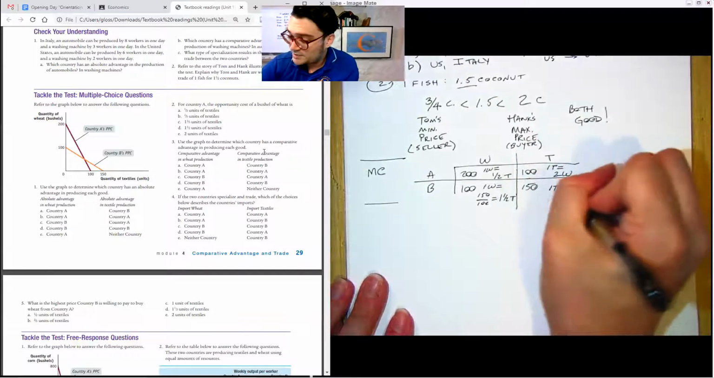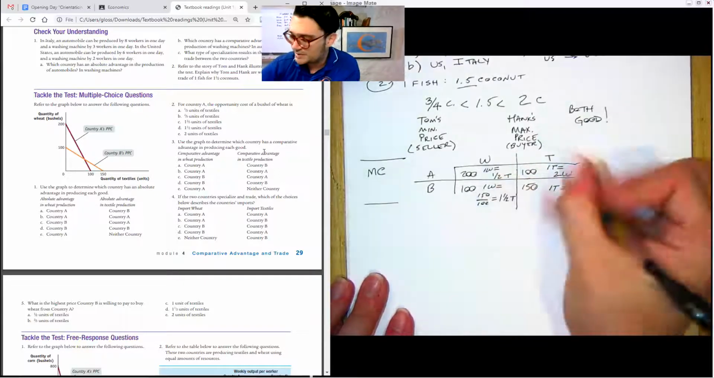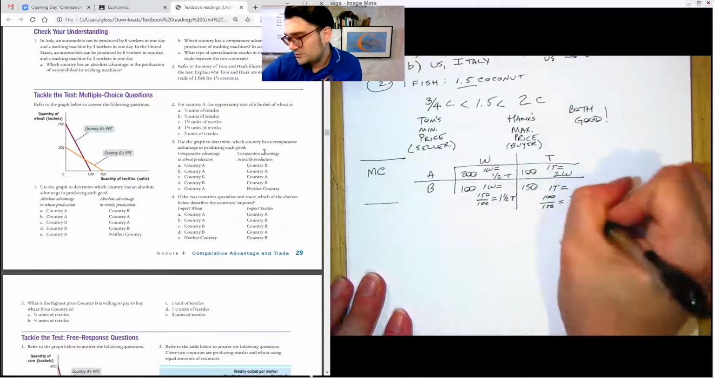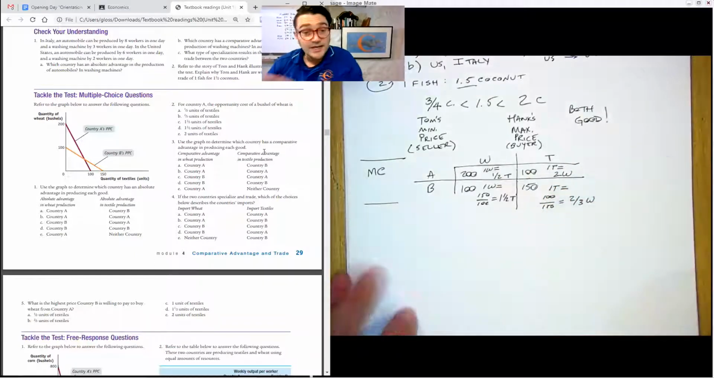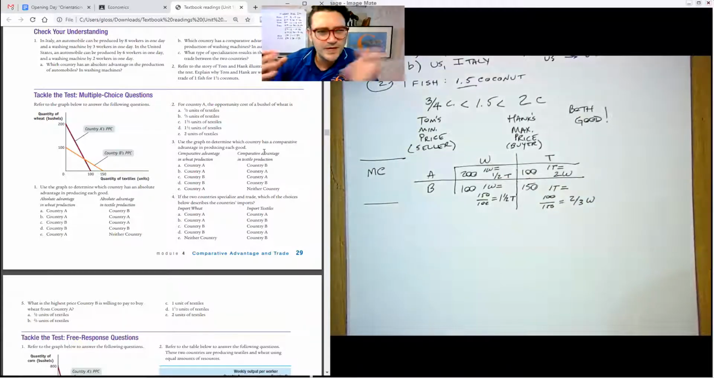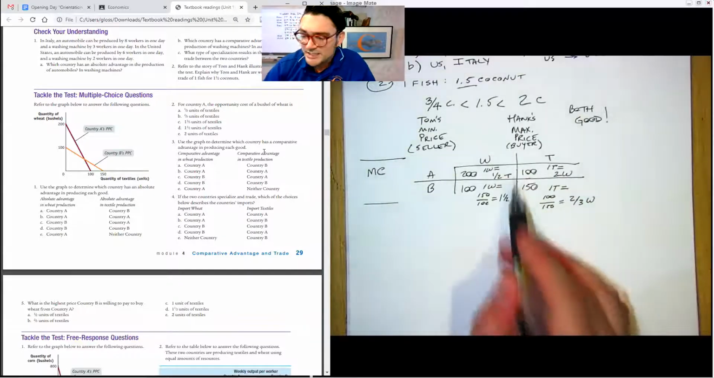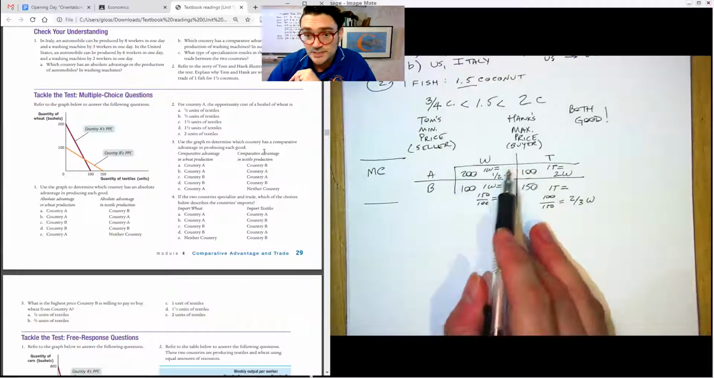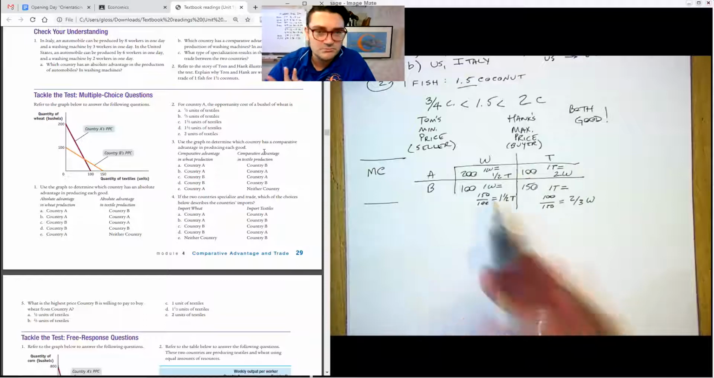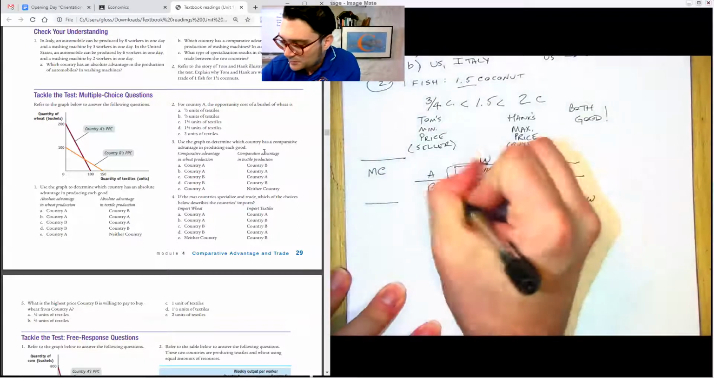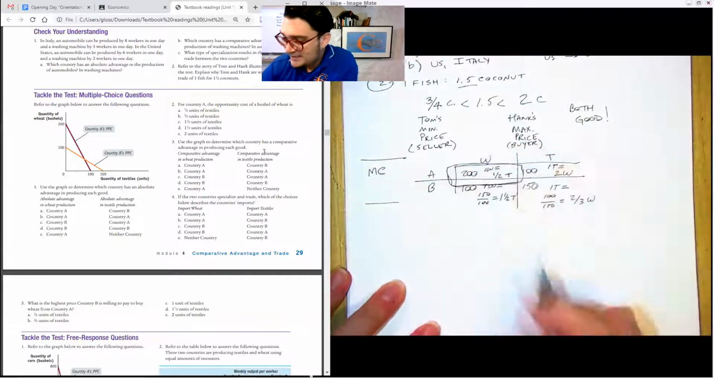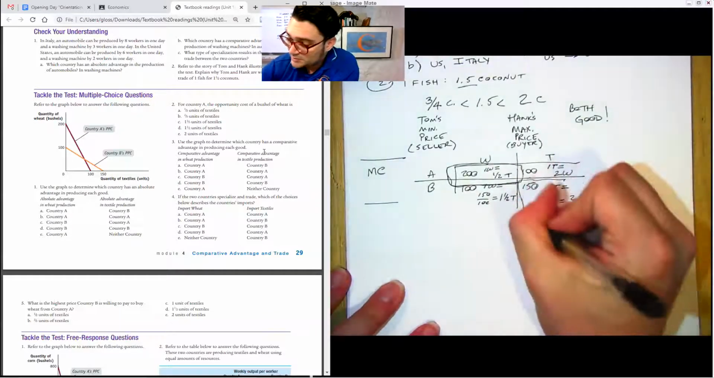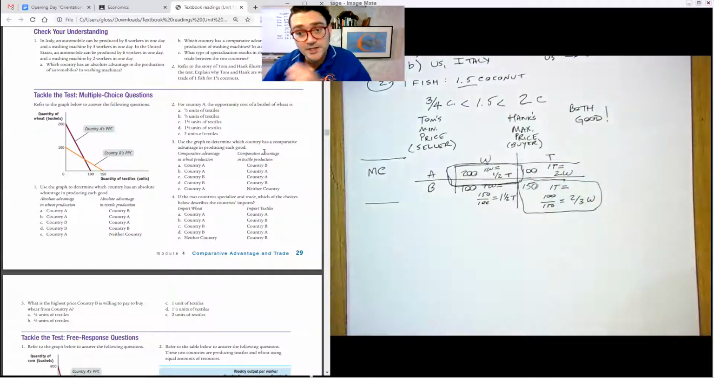And then here, 1 textile is 100 over 150, which is 2/3 of a wheat. Now we can actually figure out who has comparative advantage. So which one has the lower opportunity cost of making wheat? Which one is smaller, 1/2 or 1.5? It's 1/2, so we would say country A has it in wheat, and 2/3 is smaller than 2, so we would say country B has comparative advantage in textiles.